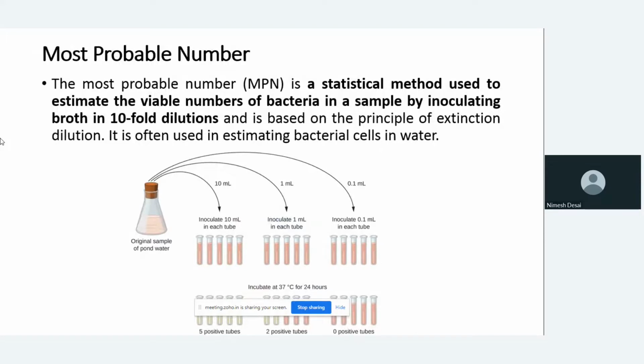There was another technique, the most probable number. The most probable number is a statistical method used to estimate the viable number of bacteria in a sample by inoculating growth in tenfold dilutions, and is based on the principle of extinction dilution. It is often used in estimating bacterial cells in water. But the pharmacopoeia suggests that the MPN method is not advisable as compared to membrane filtration or pour plate techniques, because the consistency of the result is not good compared with the spread plate, membrane filtration or pour plate techniques. So it is not an advisable method to utilize for routine pharmaceutical testing.